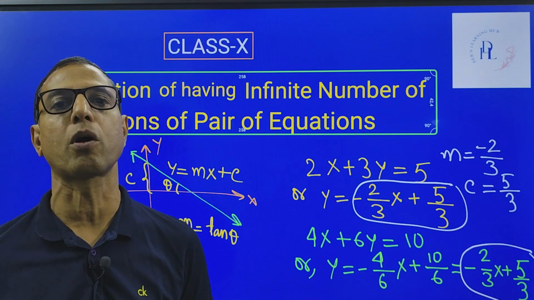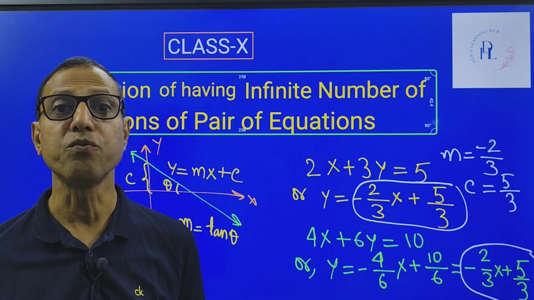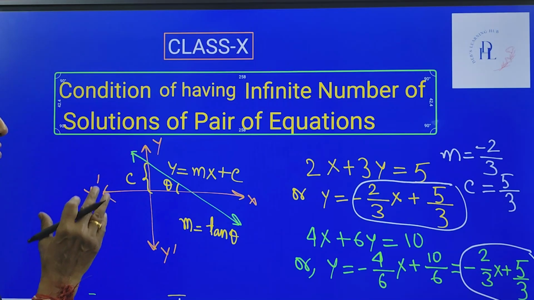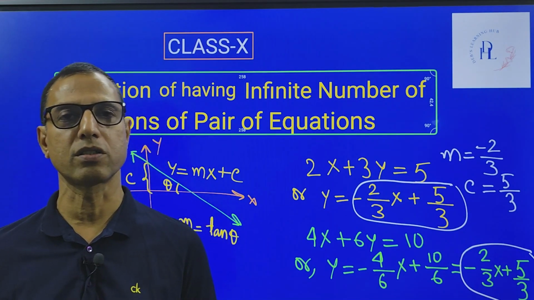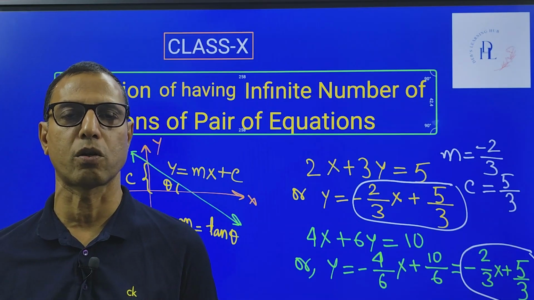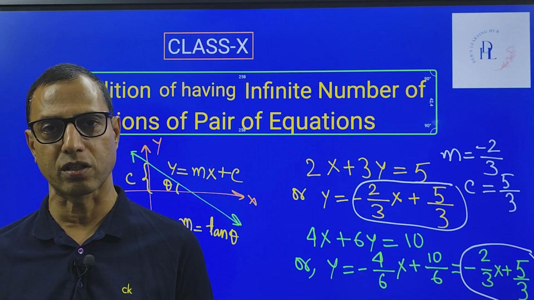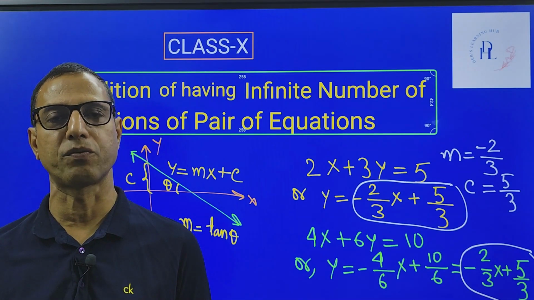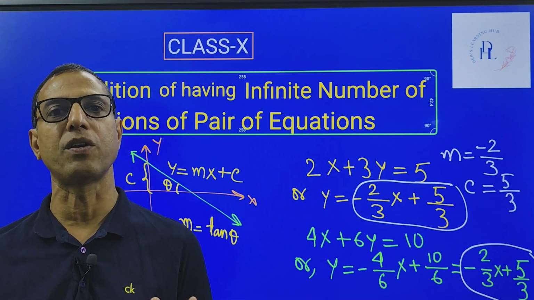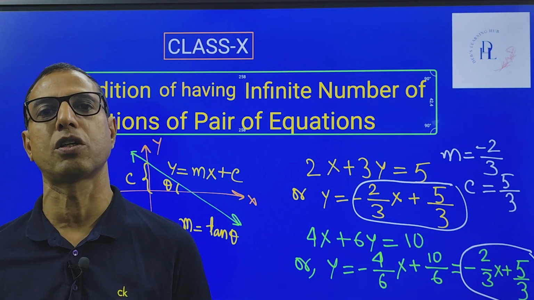That means both of these equations have infinite number of solutions. So if there are two equations, a1x square plus b1x plus c1, and another equation a2x square plus b2x plus c2, from algebraic standpoint, a pair of equations can have infinite number of solutions if a1 by a2 equals b1 by b2 equals c1 by c2.